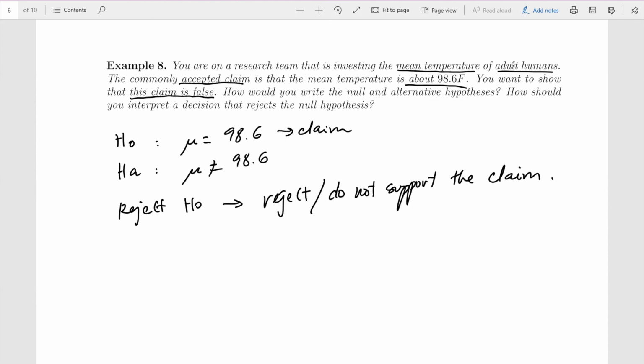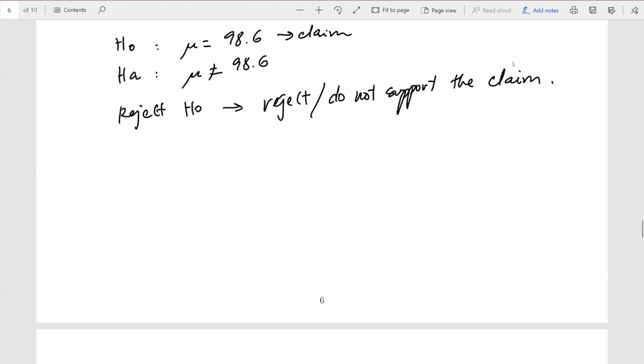Well, that means if you found enough evidence to reject the null, you can say that you don't have enough evidence to support the claim that the mean temperature of adult humans is about 98.6. It can be less, it can be more. You just don't have enough evidence to support that the mean temperature of adult humans is about 98.6.